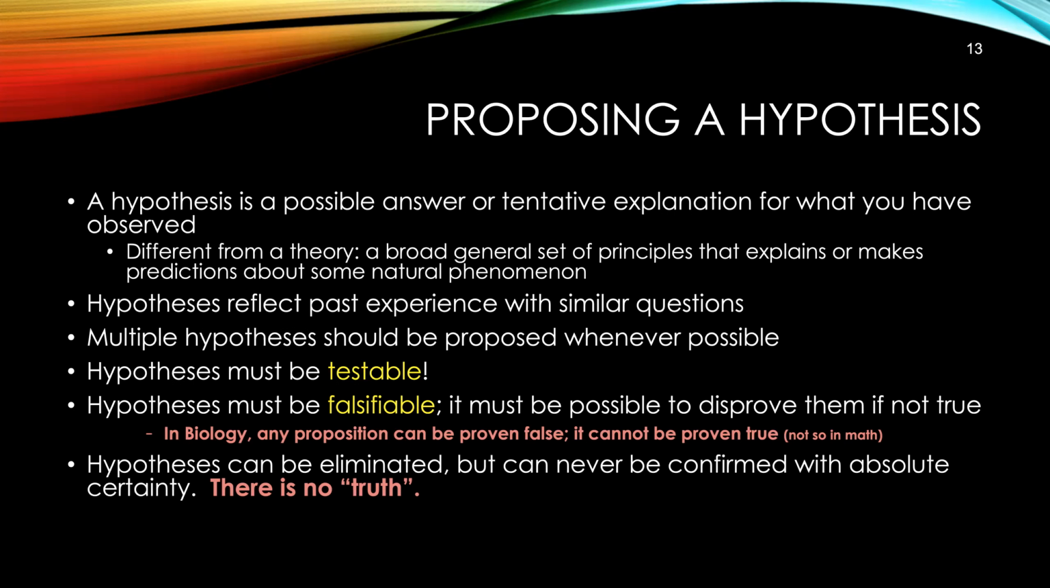Now, importantly, in yellow here, hypotheses must be testable and they must be falsifiable. Now, when we go further, we'll see that theories have to satisfy both those criteria as well. But in order for it to be a hypothesis, there must be a way to test it, and there must be a way to prove that it's wrong, if indeed it is wrong. Hypotheses can be eliminated, but can never be confirmed with absolute certainty. So there is no absolute truth in science.